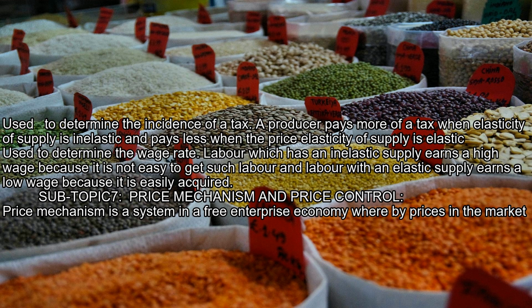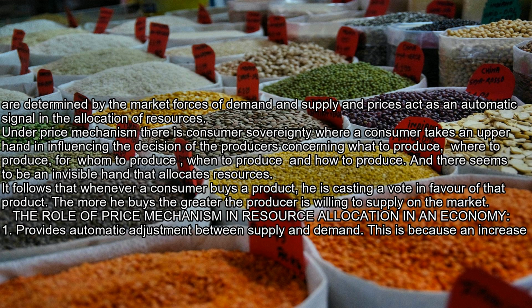Subtopic C7: Price mechanism and price control. Price mechanism is a system in a free enterprise economy whereby prices in a market are determined by the market forces of demand and supply, and prices act as an automatic signal in the allocation of resources. Under price mechanism, there is consumer sovereignty, where the consumer takes the upper hand in influencing the decisions of producers concerning what to produce, where to produce, for whom to produce, when to produce, and how to produce. There seems to be an invisible hand that allocates resources. Whenever a consumer buys a product, he is casting a vote in favor of the product. The more he buys, the greater the producer is willing to supply on the market.